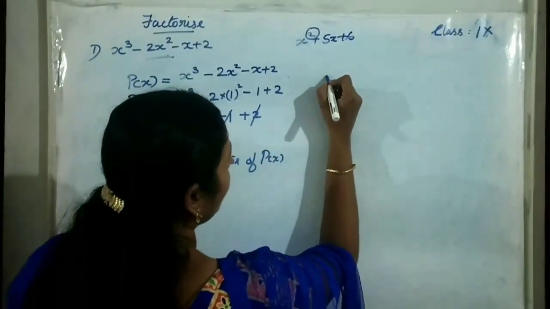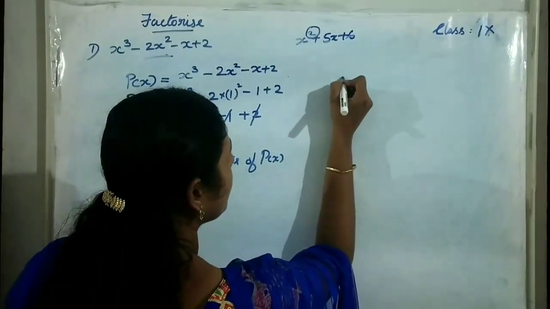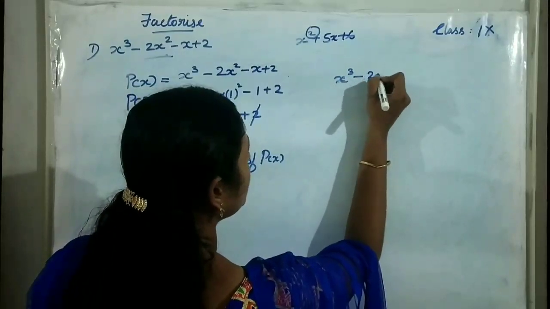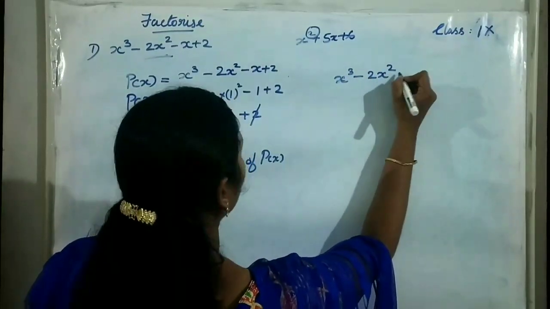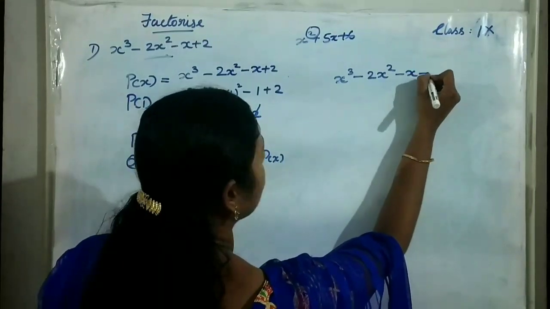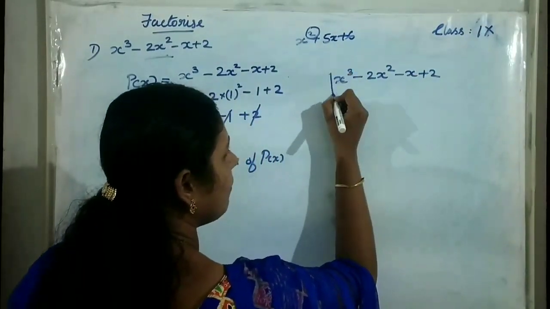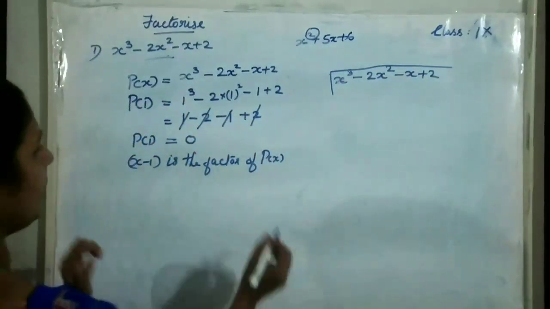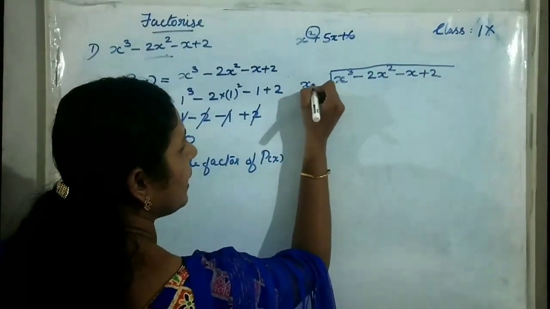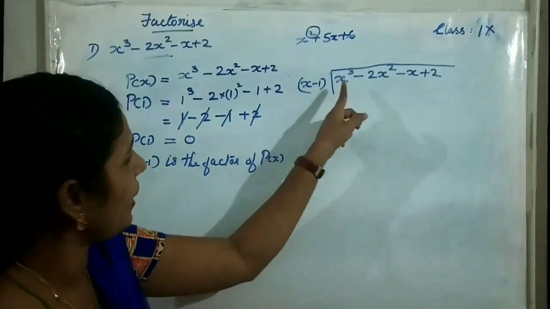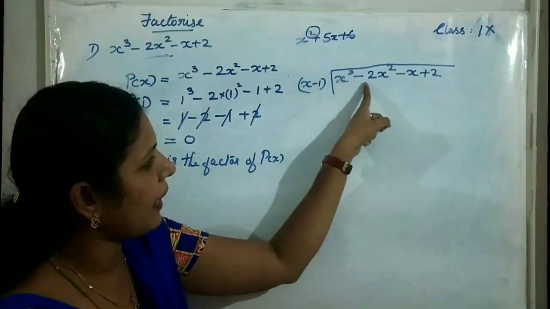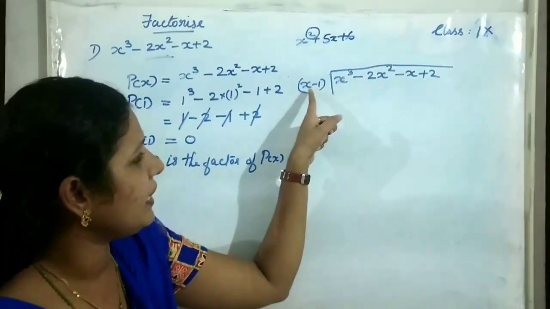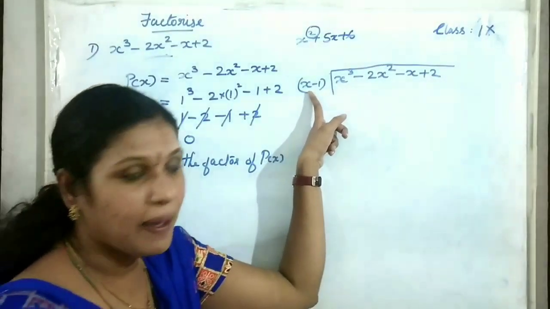That is, we divide this polynomial, x cube minus 2x square minus x plus 2, by x minus 1. Here is the polynomial: x cube minus 2x square minus x plus 2. We divide this polynomial by x minus 1.